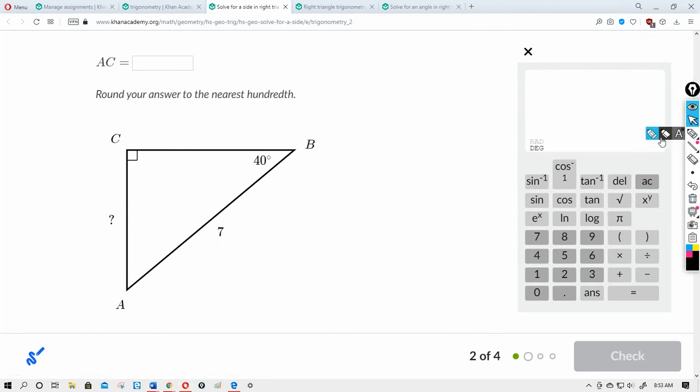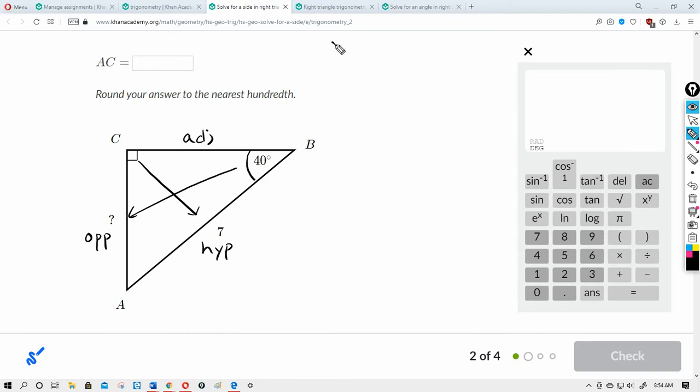All right. So this one here, look at the angle that is given. That's this angle right here. If you go across from the angle to the side, that one is your opposite. If you go across from the right angle, that's your hypotenuse. And the remaining side is adjacent.